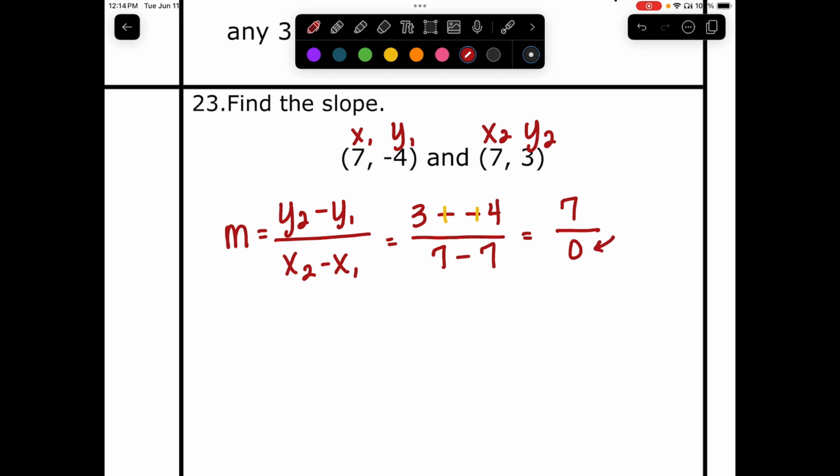We cannot have a 0 in the denominator. That means this slope is undefined, which means that this is a vertical line if we were to graph it.